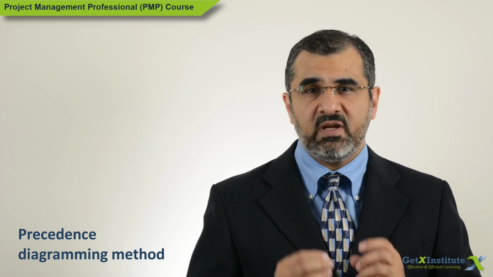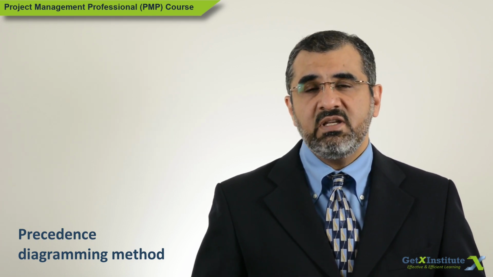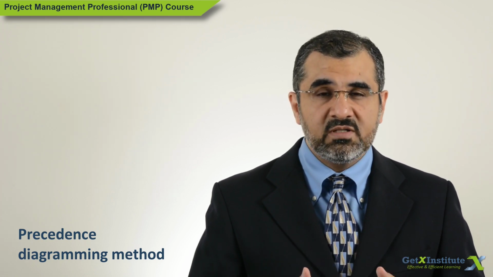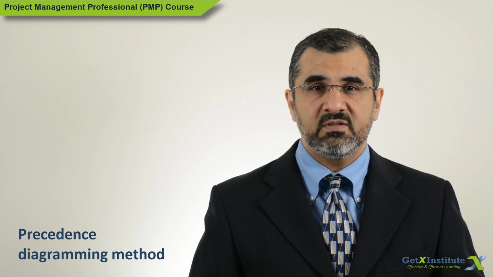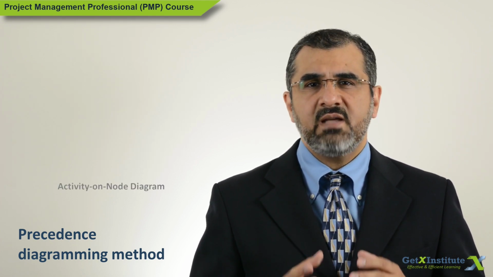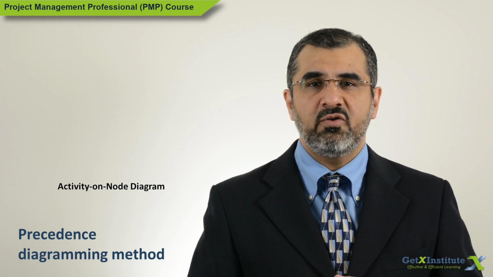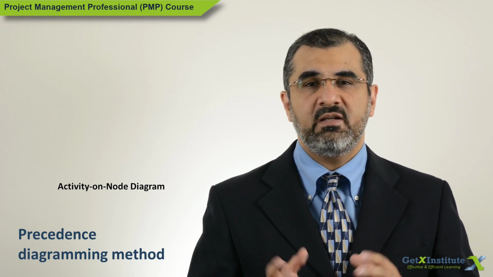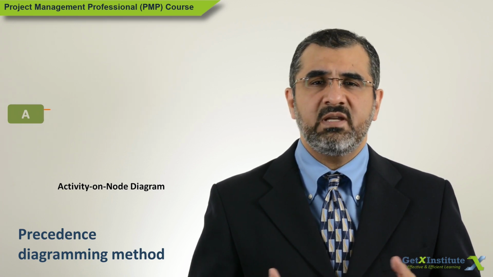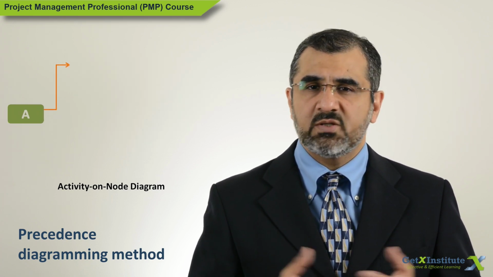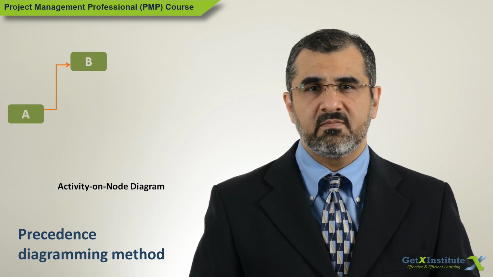In this type of network diagram, activities are represented by nodes and the relationship between activities is shown by arrows. This is why it is also called activity on node or AON diagram. These nodes can also be represented by circles, squares, or rectangles.